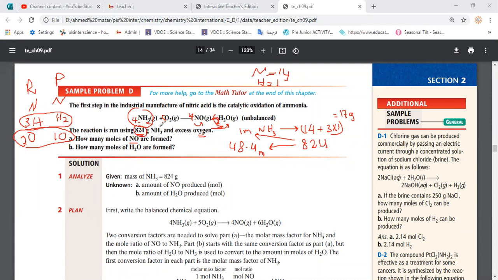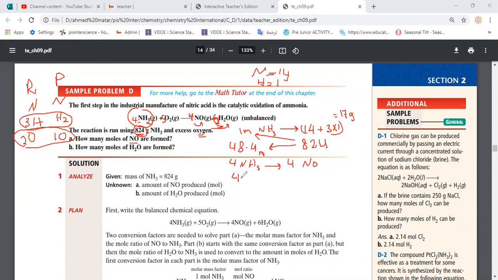Then we go back to the equation. We find from the equation how many moles of ammonia produce how many moles of NO. So 4 moles of NH3 produce 4 moles of NO. Yes or no? Yes.